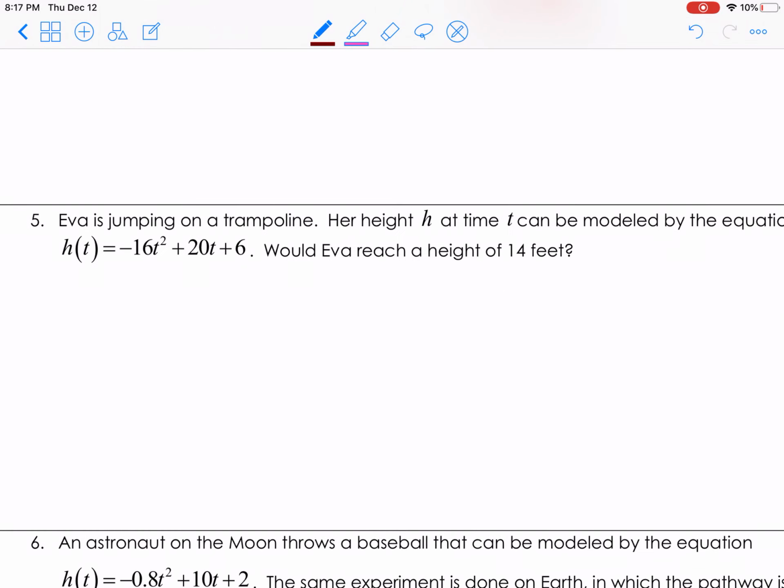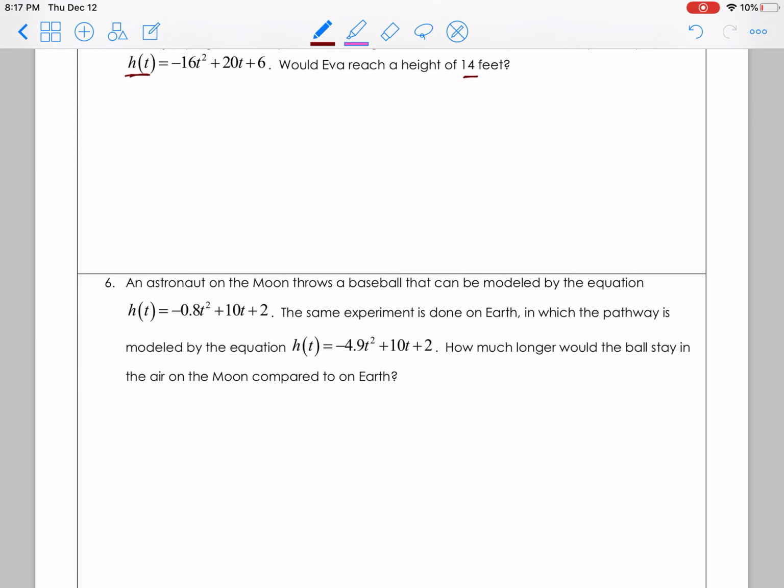Here, Eva's jumping on a trampoline. We want to know if she's going to reach 14 feet. So there's two strategies for this one. You could replace the height with 14 and then solve, or you could find the vertex and see if the maximum gets above 14. So either of those methods is a good one. Just make sure that you follow it to its conclusion.